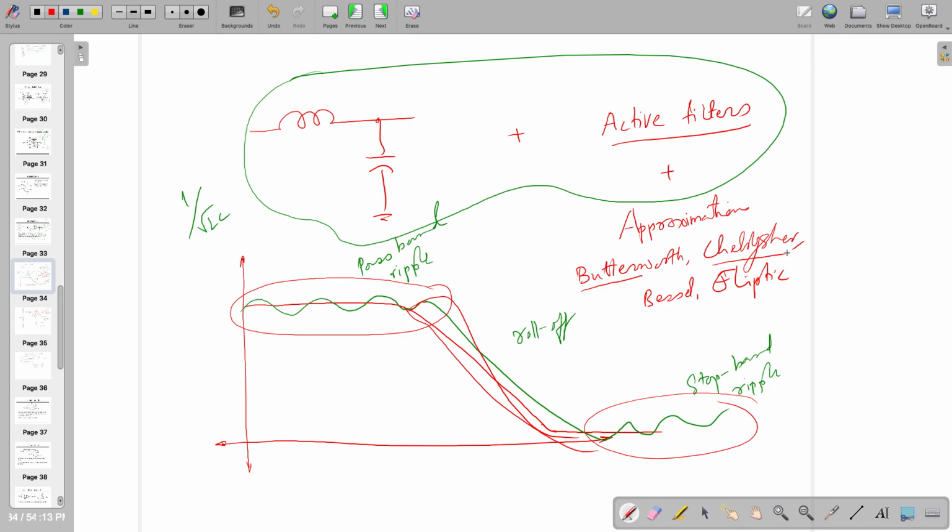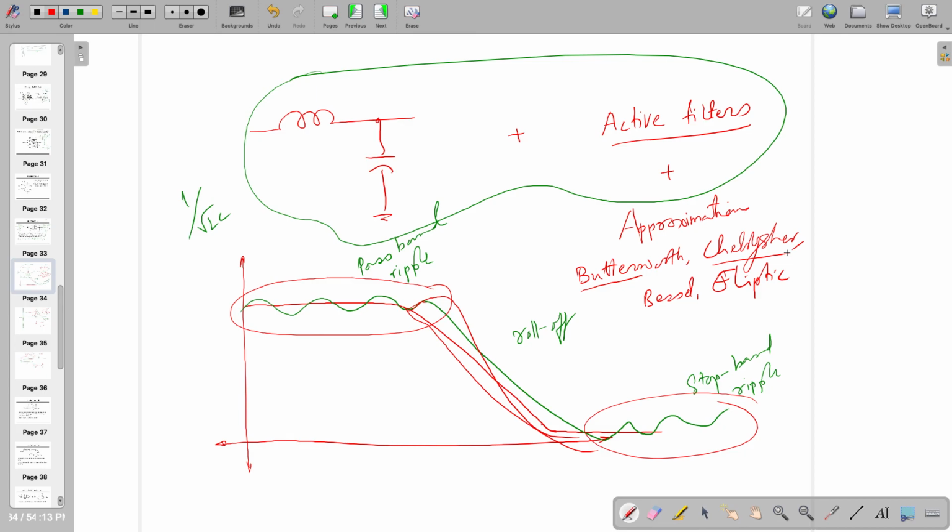This is not only applicable to analog filters, but is also extended to digital filters. All the filters which have poles and zeros are known as IIR filters. Those which have only zeros are known as FIR filters. So these approximations are applicable there also. This is what you should know, only that much.